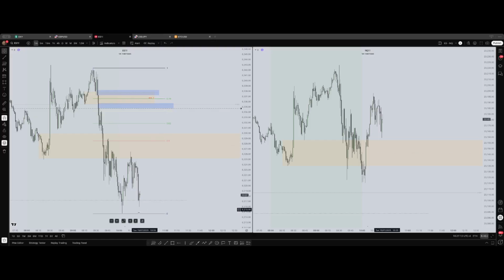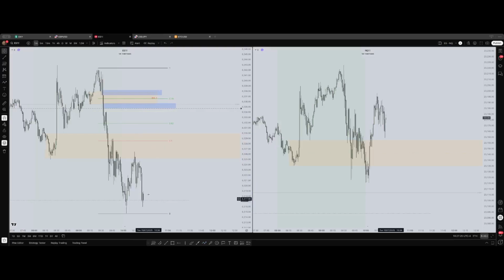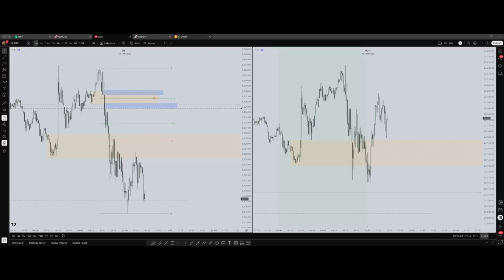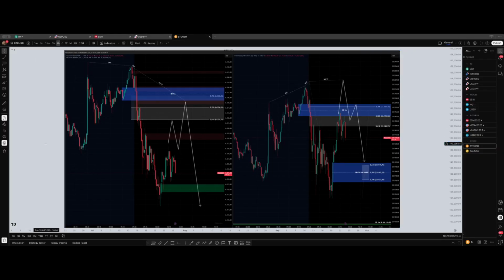I'm waiting for ES to go higher. If that doesn't happen, I'm not doing anything. But I want ES going here. That's the first thing. So far we don't have it, so nothing. But you can draw here. Yeah, this is the 1 minute chart.